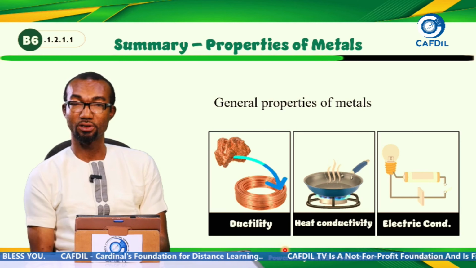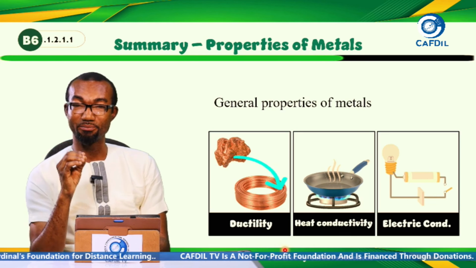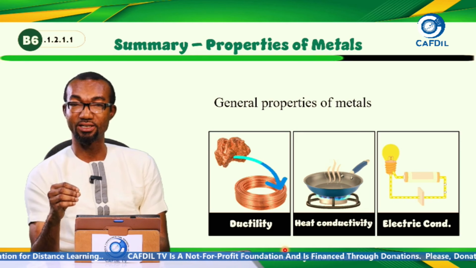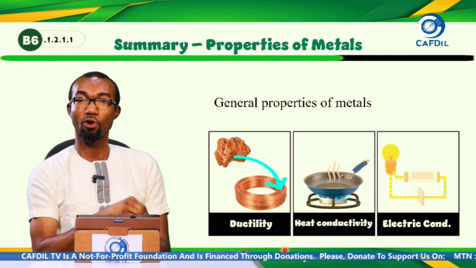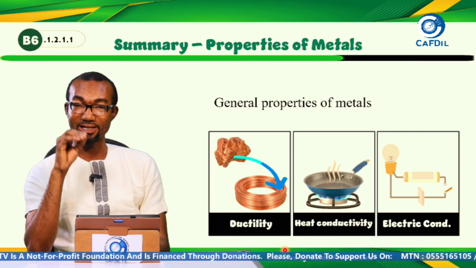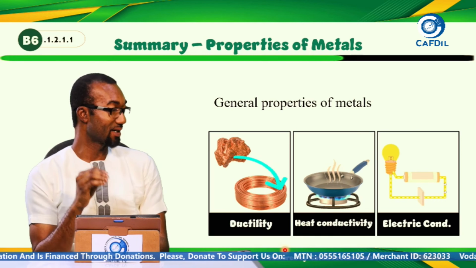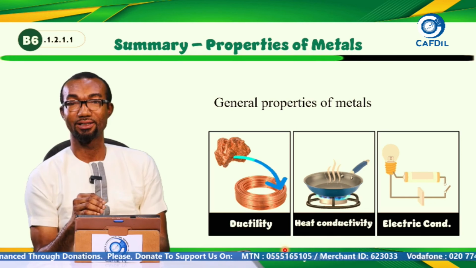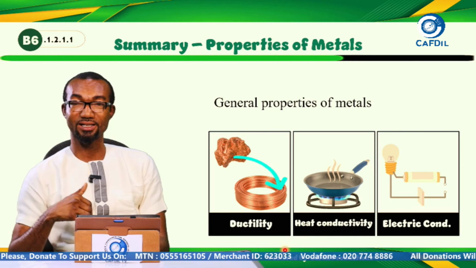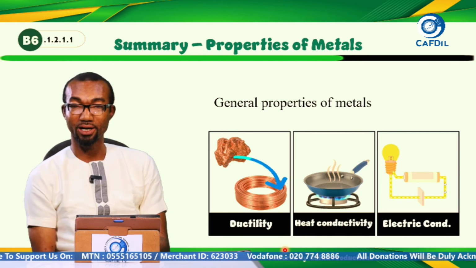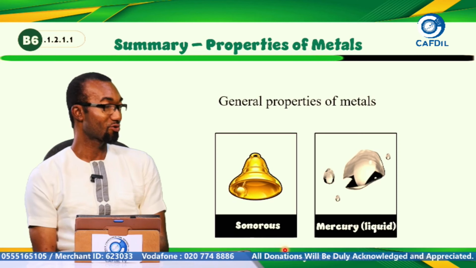We also looked at the heat conductivity of metals. When we say metal is a good conductor of heat, that means that heat can pass through without burning it or melting it. We also looked at electrical conductivity of metal, that some metals allow electricity to pass through so that it can give energy or power to gadgets and machines. Some metals too are sonorous.